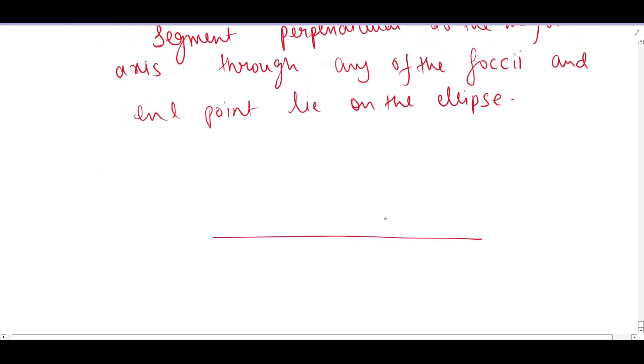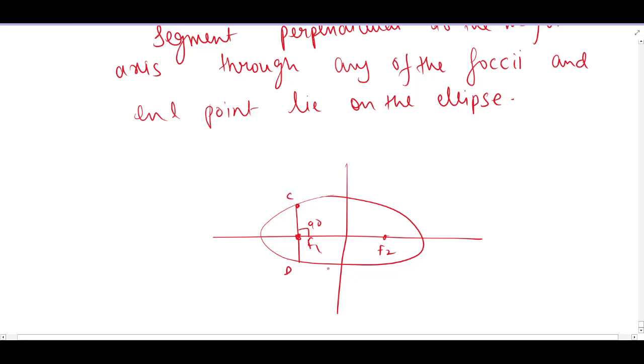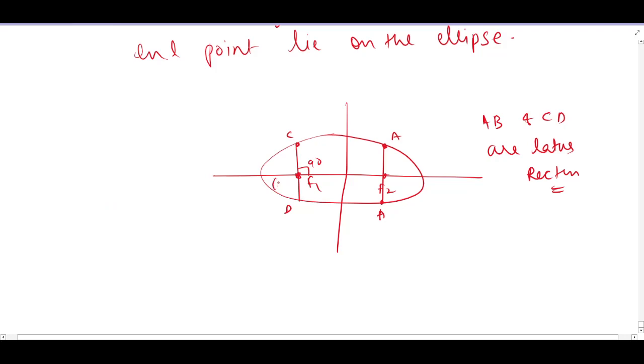That is, if this is an ellipse and these are focus 1 and focus 2, and if we draw a perpendicular line from this focus at 90 degrees, it will intersect the ellipse at C comma D. And if we draw another perpendicular line through F2, let the intersection points be A and B. So both AB and CD are latus rectum. The coordinates of point F1 are minus c comma 0 and of F2 are c comma 0, and let the coordinates of point A be c comma l, where l is the semi length of the latus rectum.